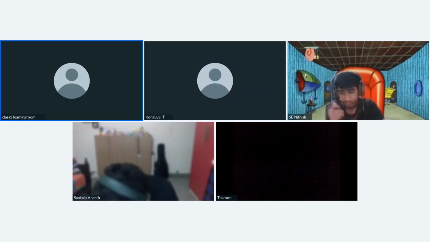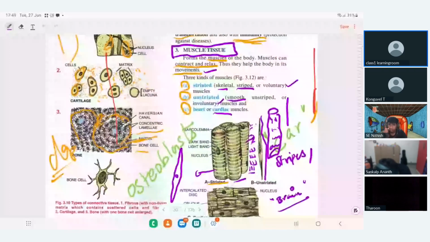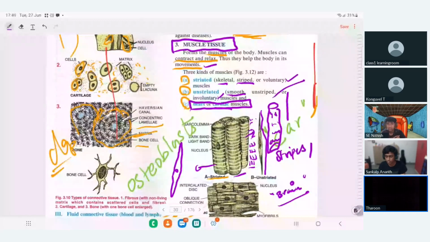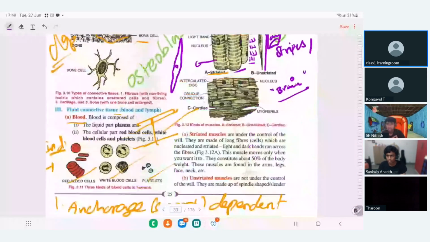So, striated muscle, unstriated muscle, two types. And then the third type of muscle is called what? Cardiac muscle. It is present only in your heart. Only the heart is made up of cardiac muscle. So, a very special property: involuntary action. Only cardiac muscle for the heart. The rest we will see now.